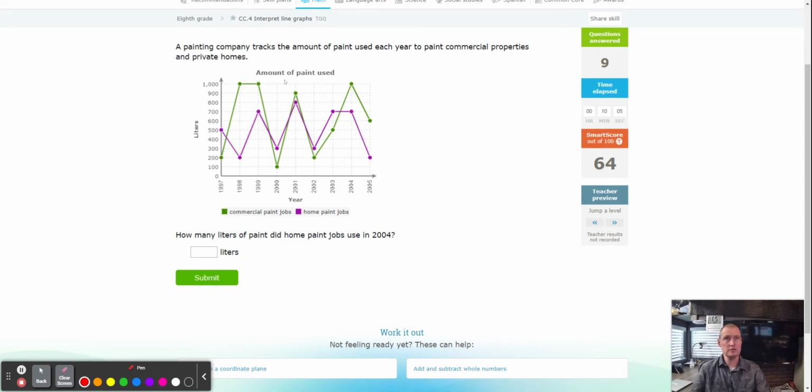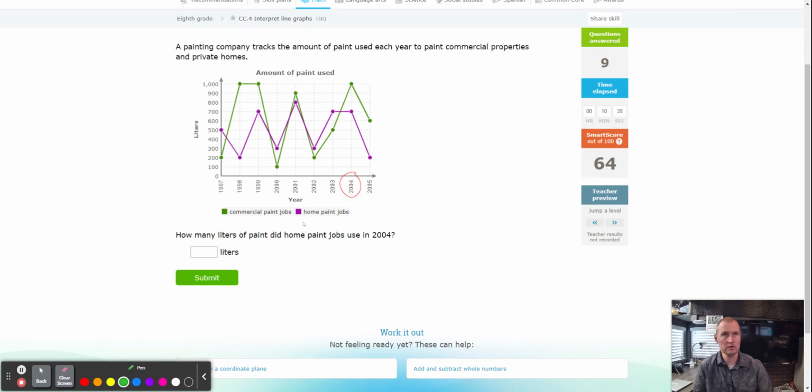All right, a painting company tracks the amount of paint used each year to paint commercial properties and private homes. By the way, commercial means like retail, like businesses. And residential means where people live and sleep. So we are looking at how many liters of paint did home paint jobs use in 2004. So we're going to add whatever's going on in 2004. So 2004 is going to be right here.